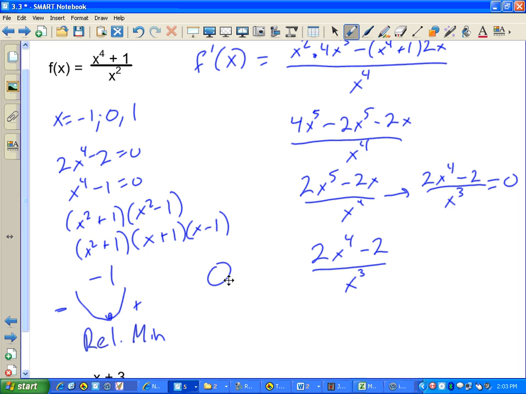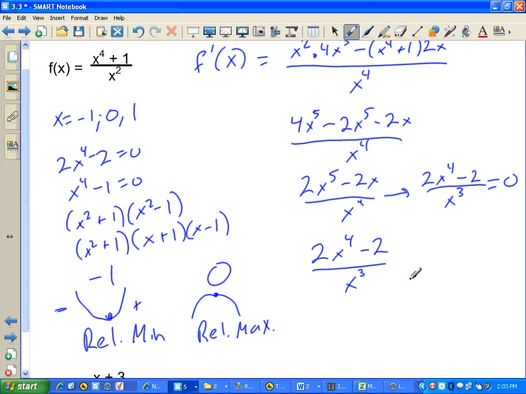Let's try 0. I'm going to try a number to the left. I just tried -1/2, which got me positive, so it's increasing. If I try something between 0 and 1, like positive 1/2, then 1/2 to the fourth is 1/16, times 2 is 1/8, minus 2 is negative, over 1/2 cubed, which is positive. Negative over positive is negative, so it's decreasing. 0 is a relative maximum.